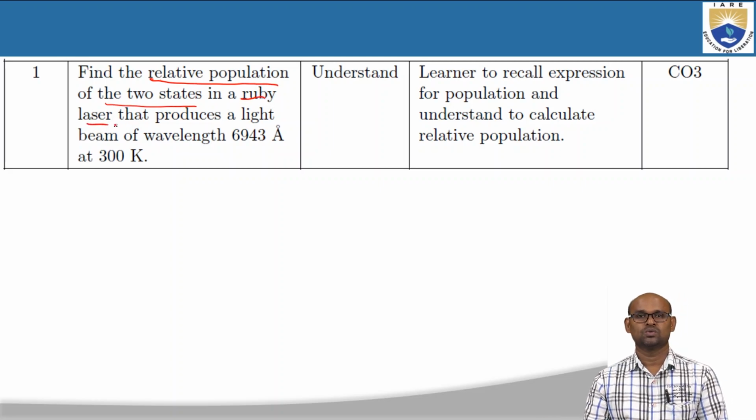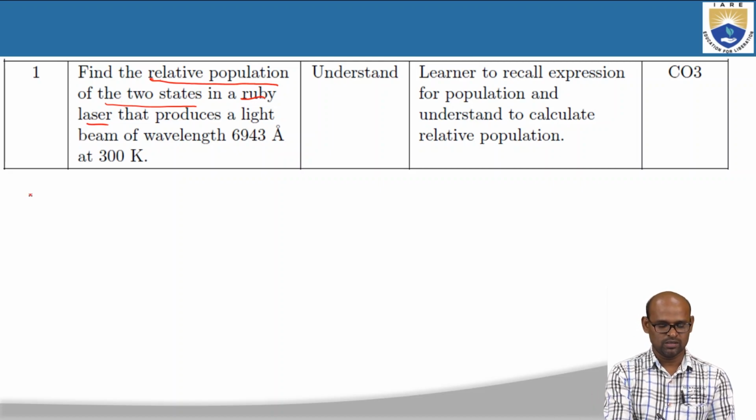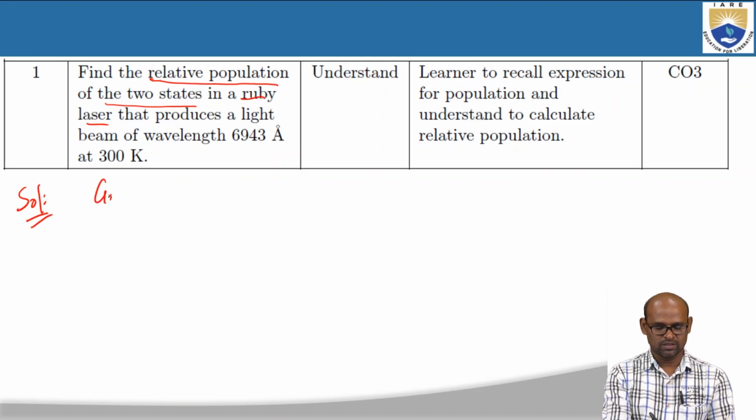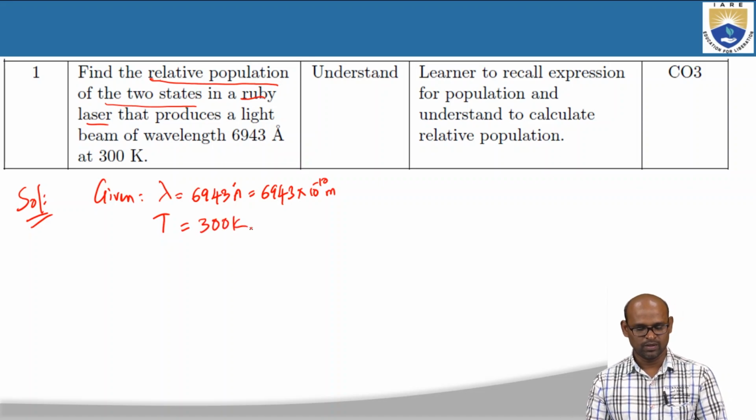They have given the inputs as wavelength and temperature. The solution will start with whatever is given as input. The input is wavelength, so lambda is given as 6943 angstroms, which is 6943 into 10 power minus 10 meters. And the temperature is given as 300 Kelvin.